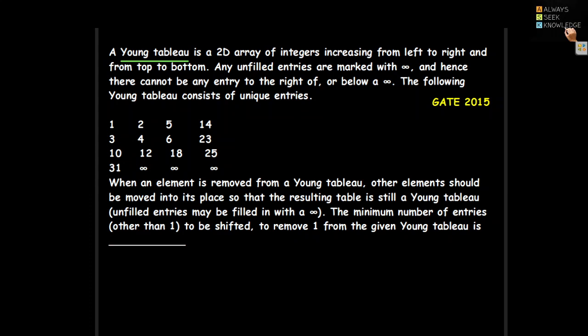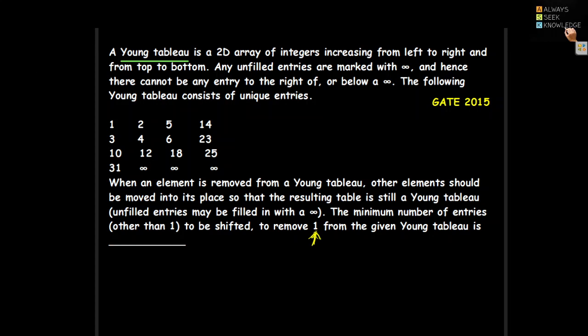So what they are asking here in the question is that other elements should be moved into the place so that the resulting tableau is still a young tableau. Young tableau means with the restriction of left to right values are increasing and top to bottom values are increasing. The similar behavior should be there after deleting an element. The minimum number of entries other than 1 to be shifted to remove 1. So let's say if we remove 1 from this tableau, then how many entries other than 1 need to be moved? So that is the question.